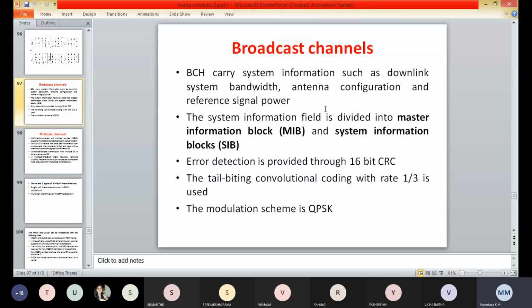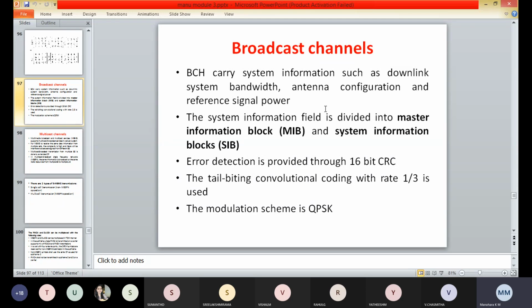So here the complex valued modulation symbols are mapped onto the 72 subcarriers centered around the DC subcarrier in slot 1 in subframe 0 during the 4 consecutive radio frames.